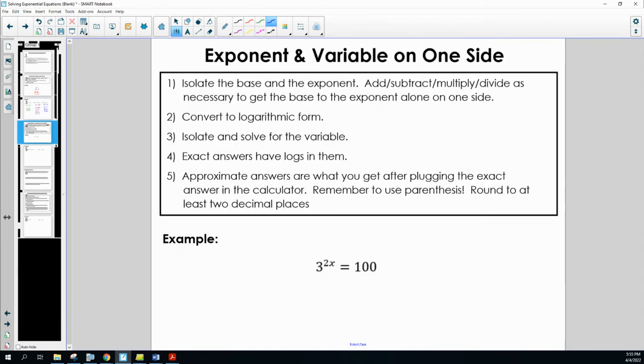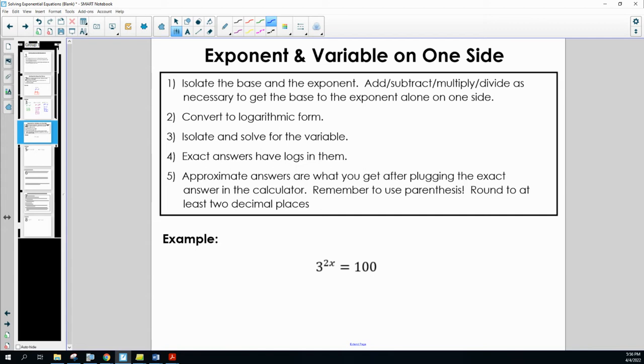Here's method 2. You have an exponent and a variable on one side. You want to isolate the base and the exponent, and then you want to add, subtract, multiply, or divide as necessary to get the base to the exponent alone on one side. Once you have the base to the exponent by itself, you're then going to convert to logarithmic form, and then we'll isolate and solve for the variable.